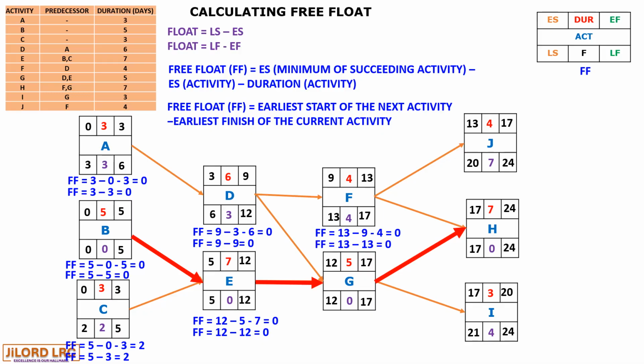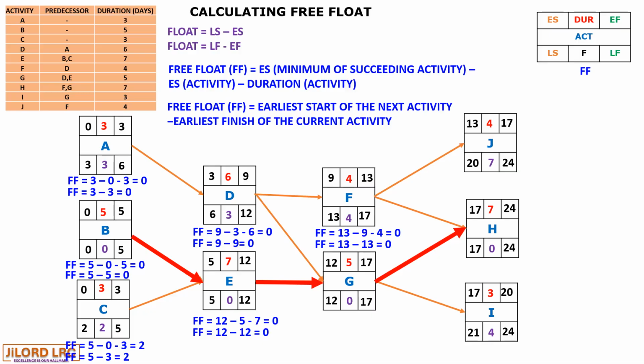So in this case, we use the minimum. Using the first formula, it is the minimum. So the succeeding activity for F is either J or H. And between J and H, the minimum is 13. That is why we chose 13 minus the early start of F minus its duration.